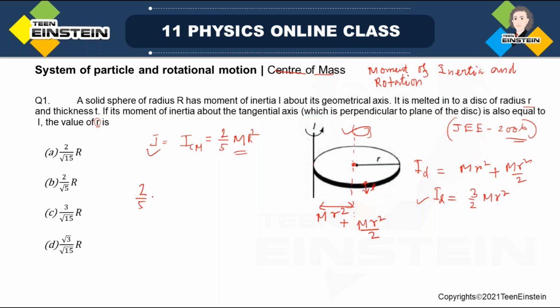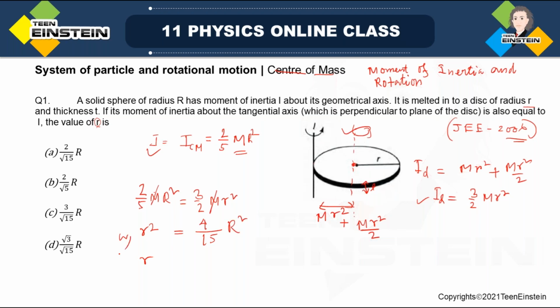So 2 by 5 capital M r square is equal to 3 by 2 m smaller r square. You might be thinking why these masses are same. Anyway, the same sphere has been converted into a disk, so mass is not going to change. So both this disk and the solid sphere will be having the same mass. So we can strike out from both sides. So we have to find out r square. Small r square is equal to 4 by 15 into capital R square.